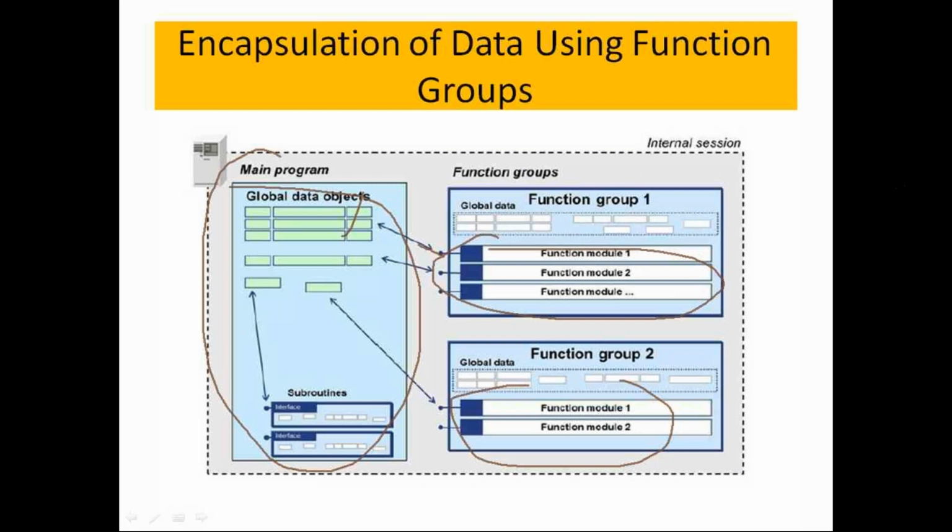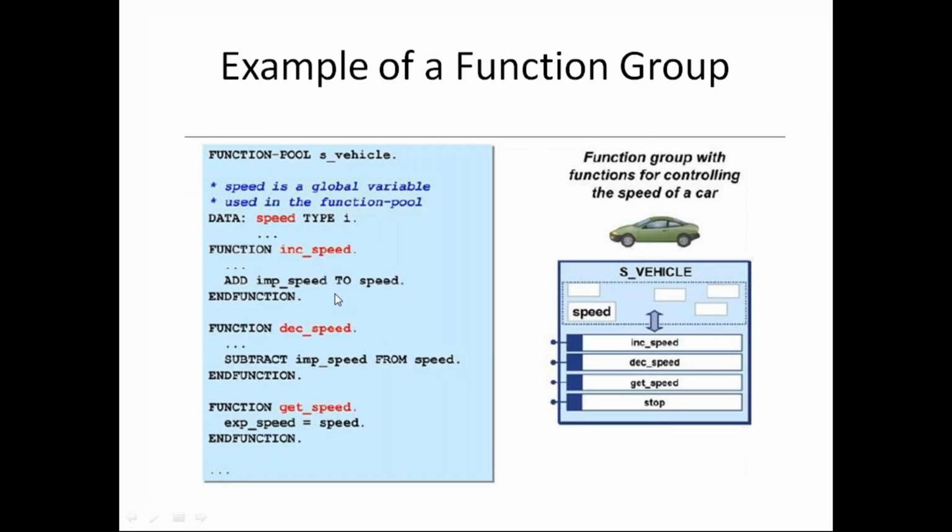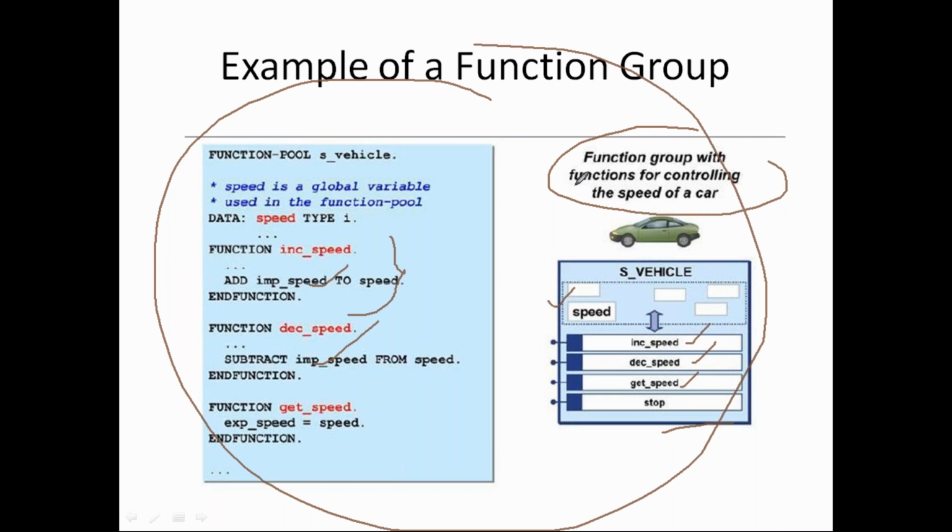Then the limitation with the function groups, yes, here. Now we created one vehicle, with the speed of the car: increase speed, decrease speed, get speed, stop, etc. So here the function modules are written: add speed, subtract speed, etc. This is the function group, and for a car to manipulate the speed of the vehicle, function module 1 increases speed, function module 2 decreases speed, and so on. Now I think this is clear. I called it customer earlier, here we are calling it a vehicle.